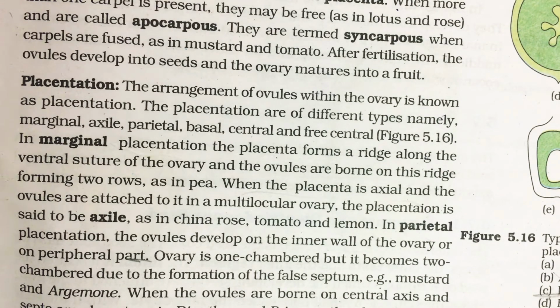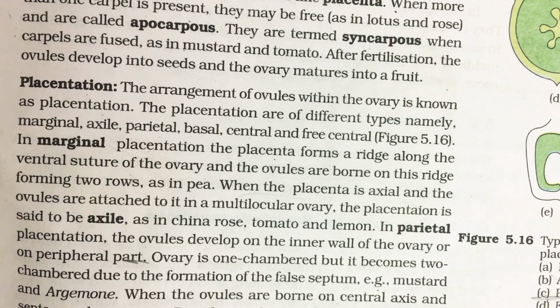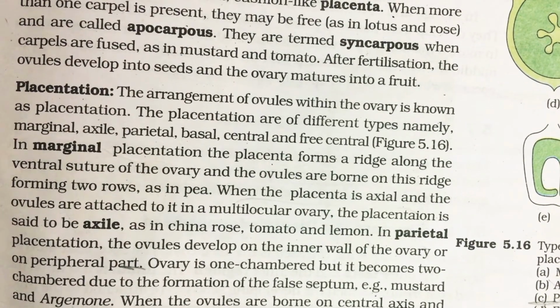The placentation are of different types, namely marginal, axile, parietal, basal, central and free central. In marginal placentation, the placenta forms a ridge along the ventral suture of the ovary and the ovules are borne on this ridge forming two rows as in pea.